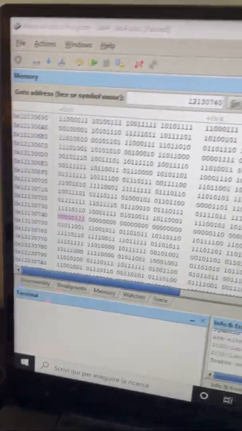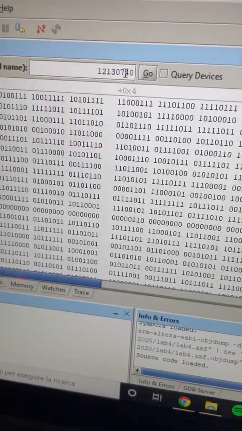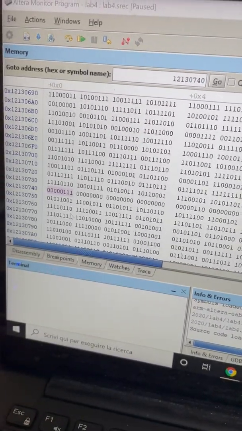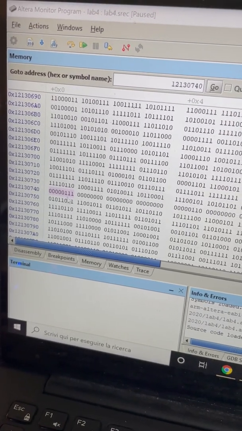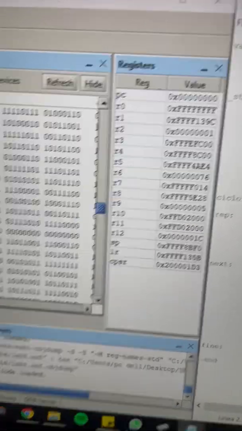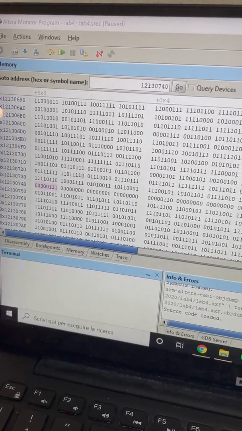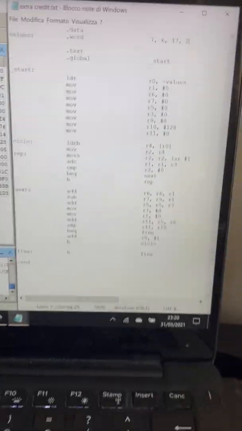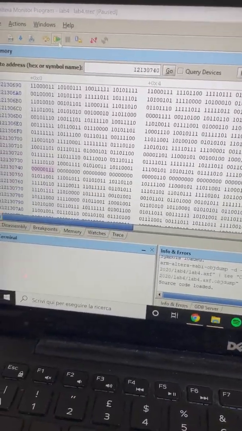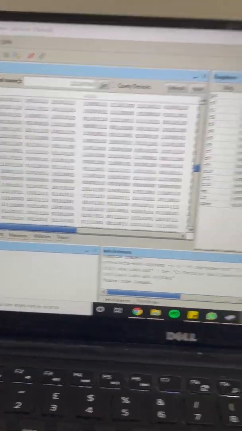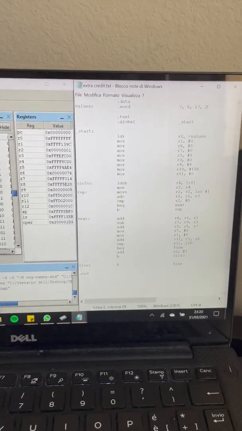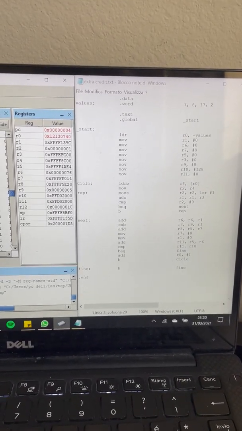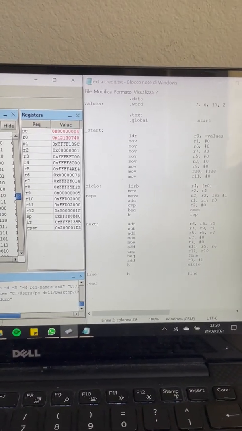So I put it so this is my C number. I put it so that it will point at R0. The first instruction should point R0 to this address, which is the first address of the values. So as we can see, R0 is now pointing there.